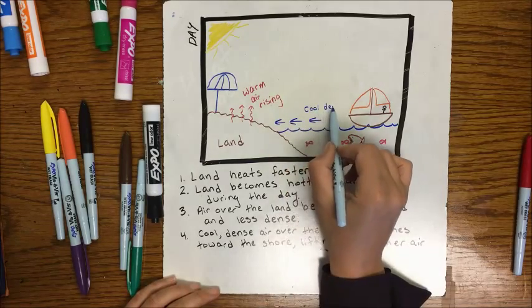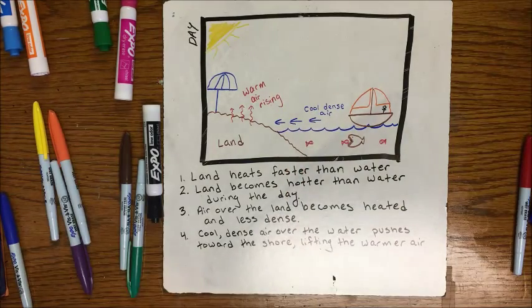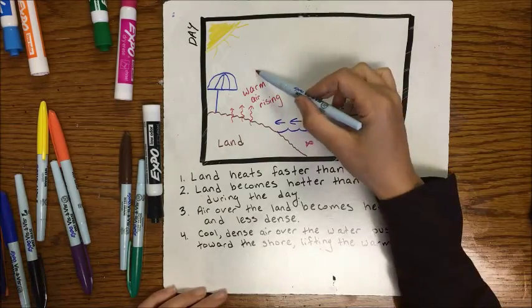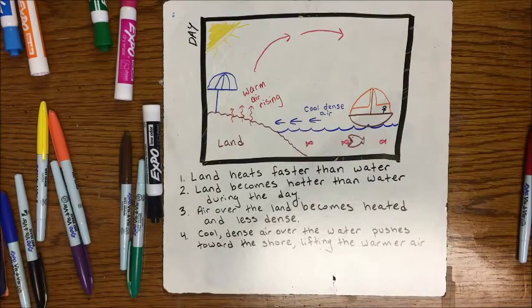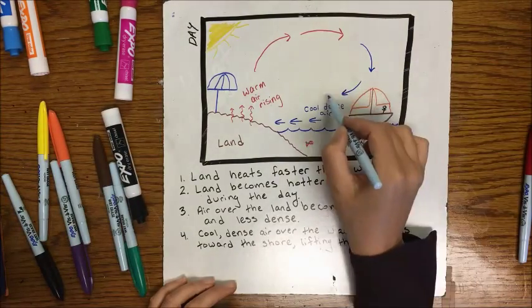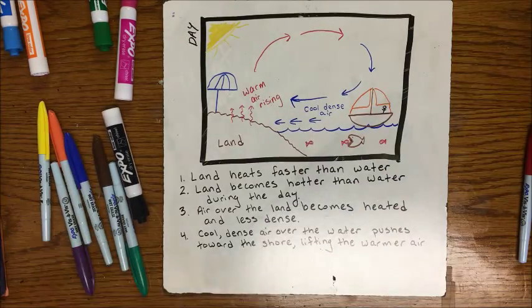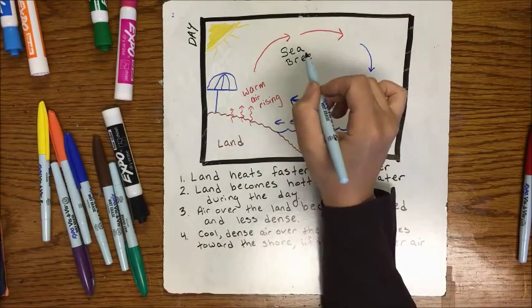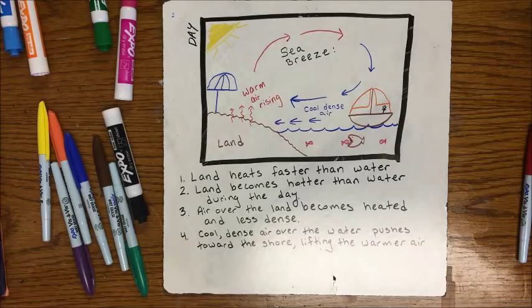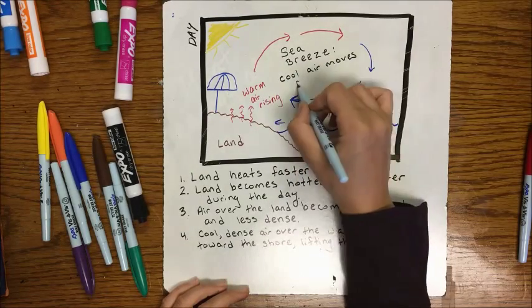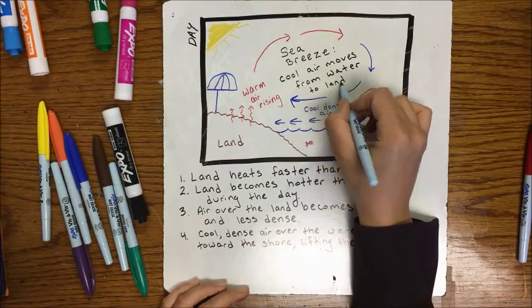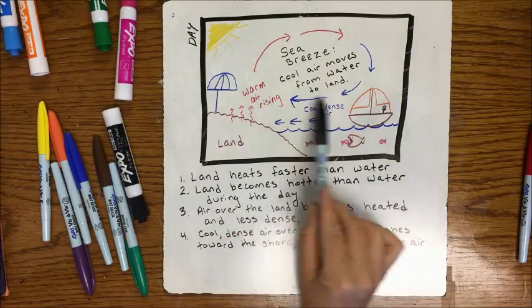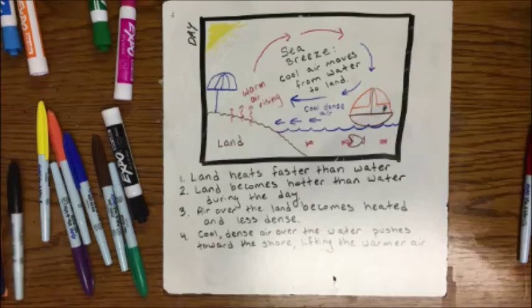So this begins another cycle where the warm air is rising, and as it rises, it cools off and begins to sink down again because it is becoming more dense. This cycle is called a sea breeze, and this is when the air is moving from the water to the land. So as you see, it is another convection current.